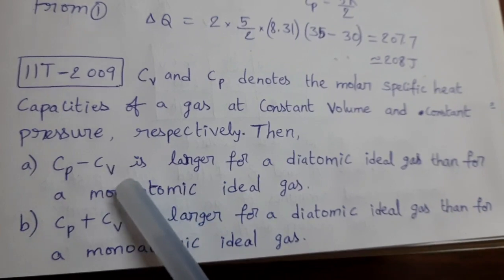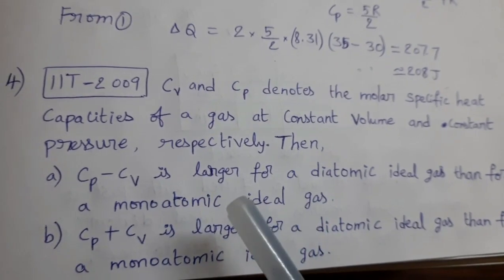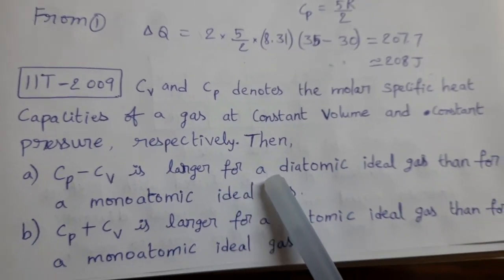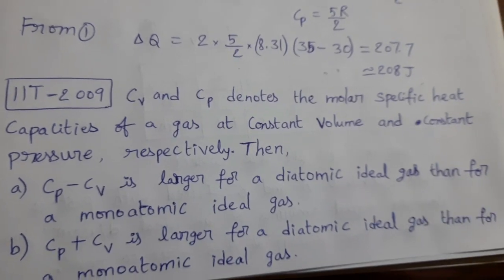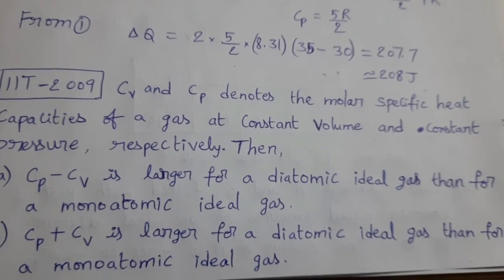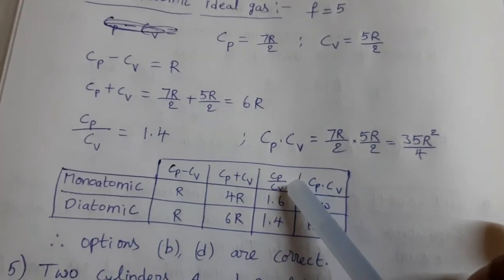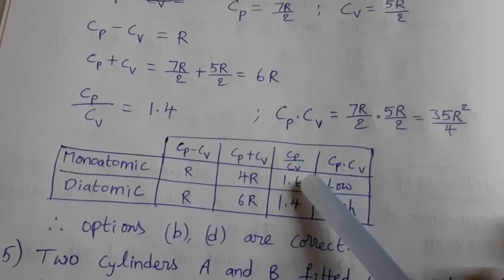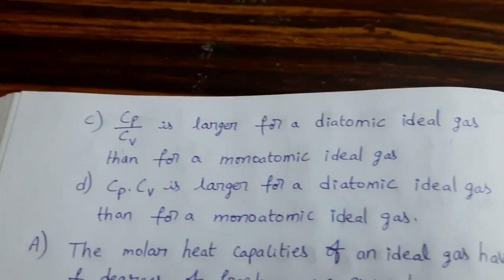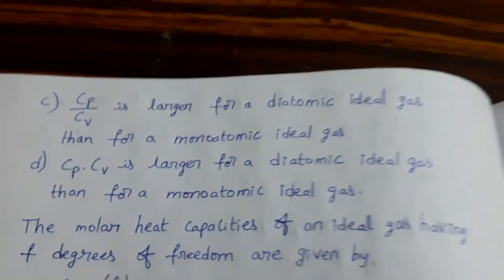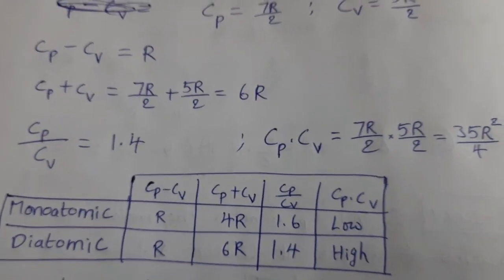Option A, wrong. Cp minus Cv is same for both ideal diatomic and monoatomic, but it is given Cp minus Cv is larger for diatomic ideal gas than monoatomic ideal gas. That's why option A is wrong. Option B correct. Next, Cp divided by Cv, monoatomic 1.6, diatomic 1.4. This value is larger for monoatomic than diatomic. See this option C, Cp by Cv is larger for diatomic than monoatomic. That is wrong. Next, Cp into Cv.